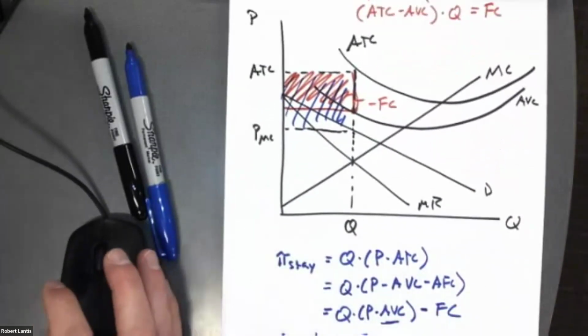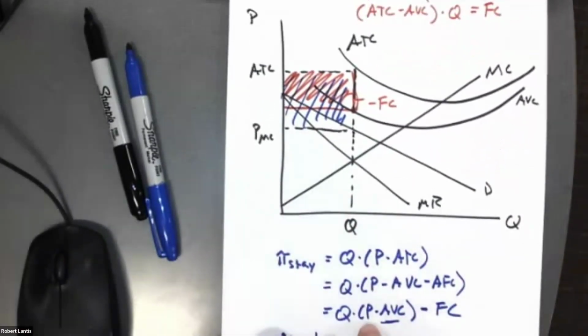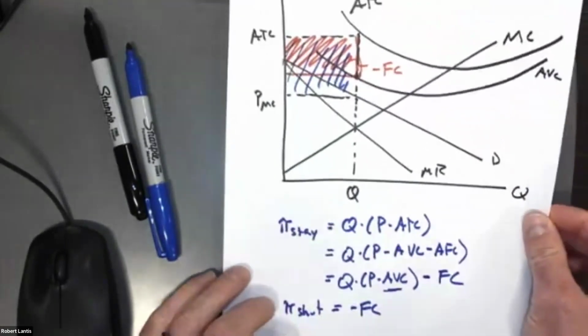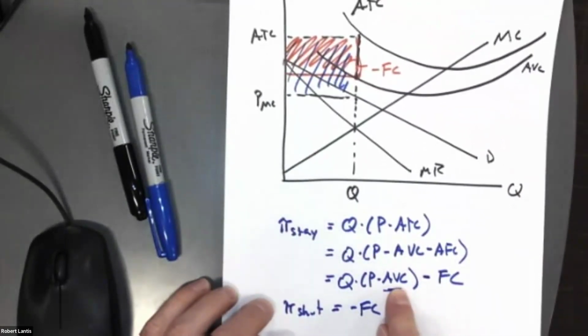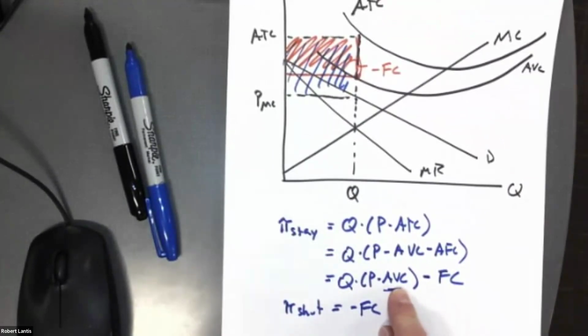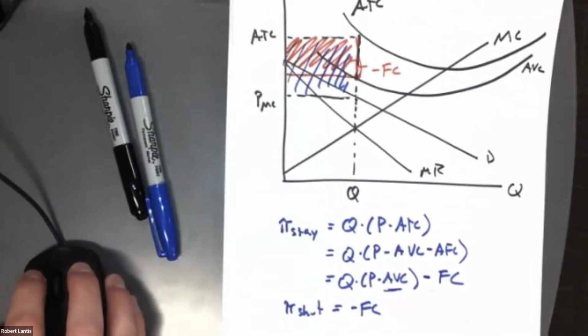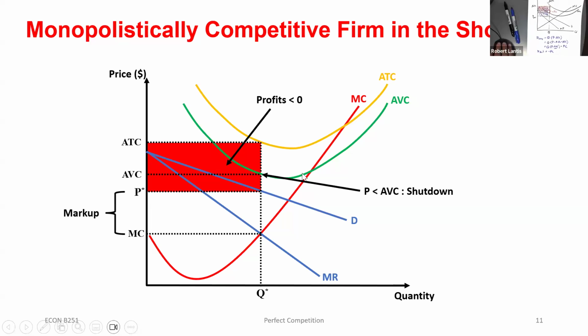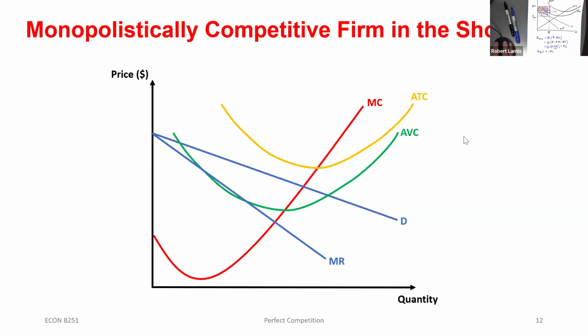So they follow the same rule a perfectly competitive market would. As soon as that price falls below average variable, I'm better off just shutting down. Okay. And that's kind of what we had depicted here. Okay. Now, what if instead I had an example like this?